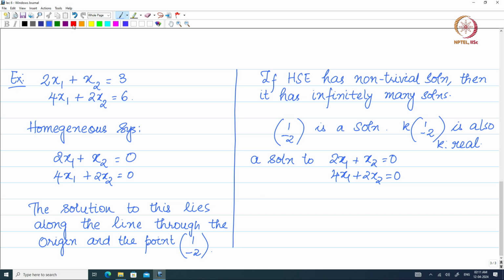Now, suppose I want to solve this from here. Let us look at the non-homogeneous system of equations: 2x1 plus x2 is equal to 3 and 4x1 plus 2x2 is equal to 6. We know that x1 is equal to 2, and okay, let us look at that. So, what is the solution for this?